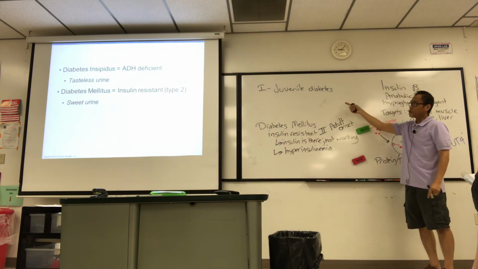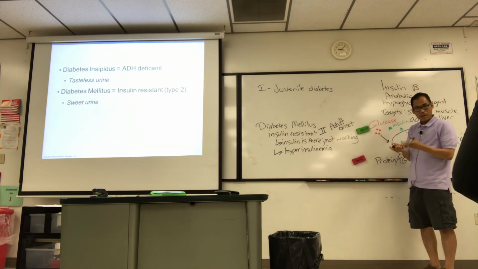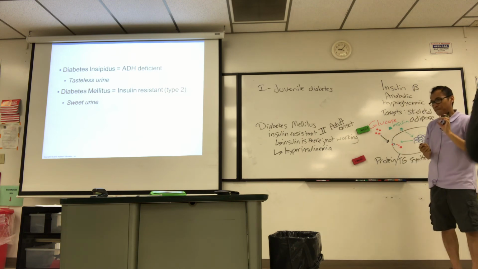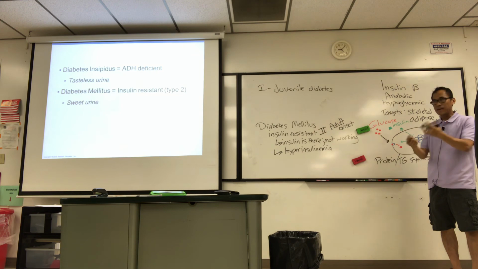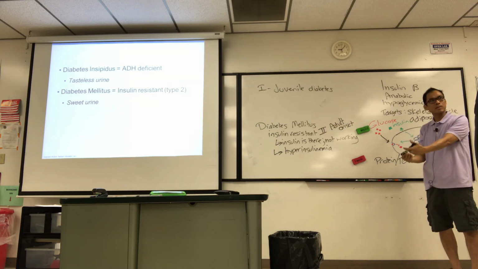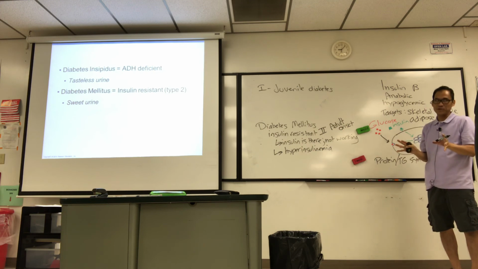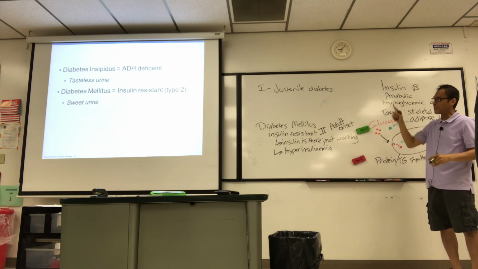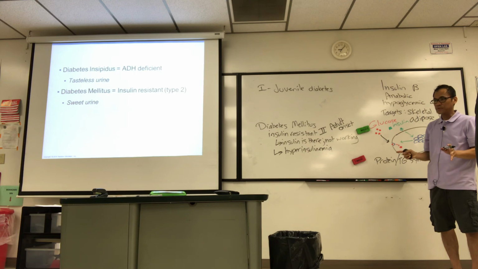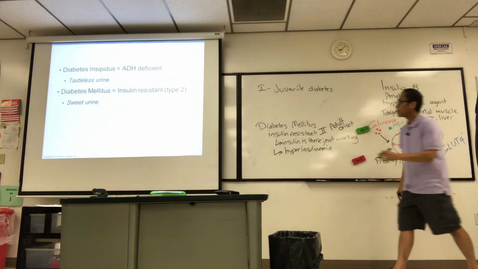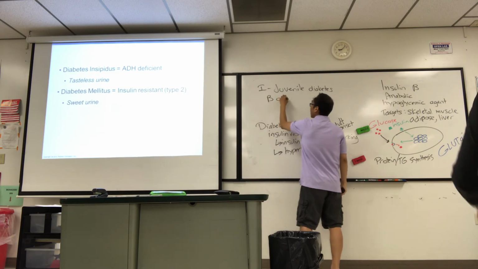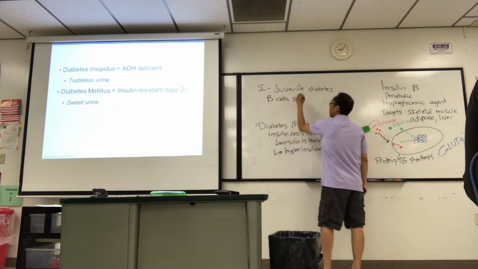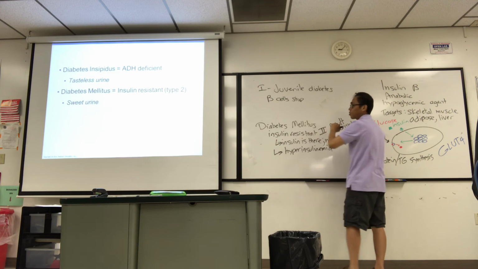In type 1, usually you contract a virus, and the virus mimics beta cell proteins. The antibody you make against it attacks that virus, but also the beta cells, and you destroy insulin function. So you don't have insulin. So type 1 is the pancreas stops secreting insulin. It's not there, so you're dependent upon injections. And they noticed this in a small group of juveniles.